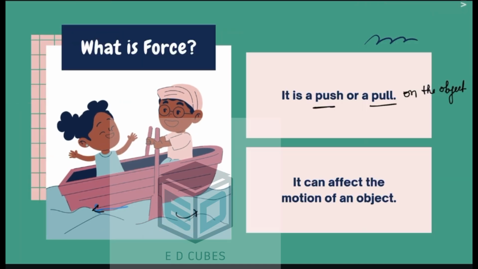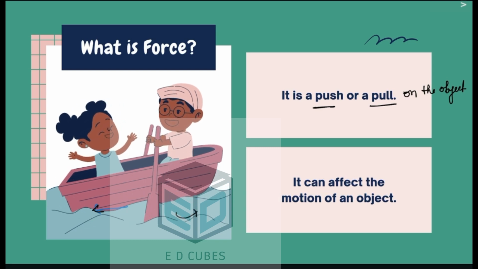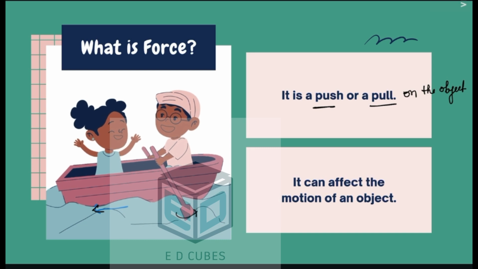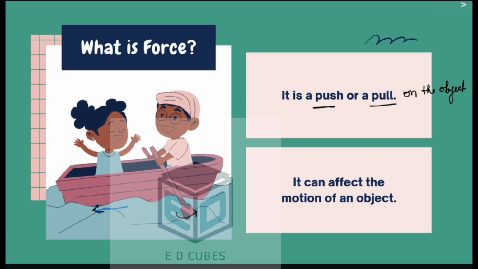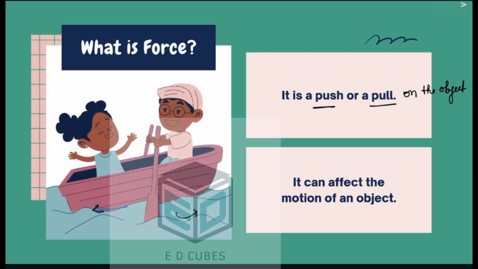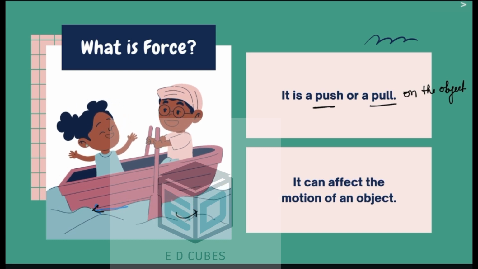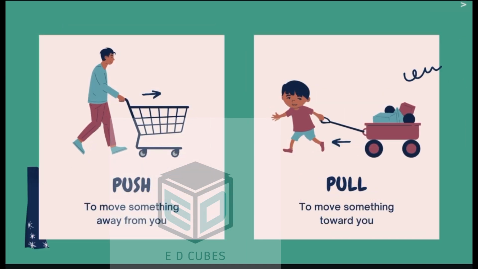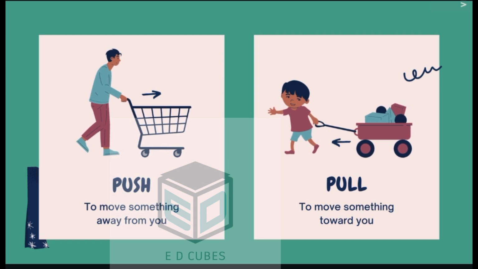So what is force? Force is nothing but a push or pull on an object. Pushing means what? Pulling means what? That we are going to know. It also affects the motion of the object. It can affect it. It isn't saying that it will always affect, but yes, it can affect the motion of the object. Okay. Now, push. Pushing something means the object is moving away from you.